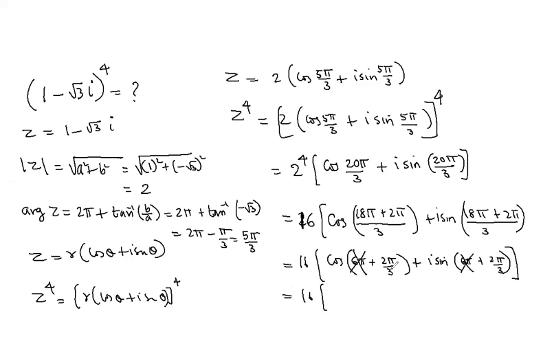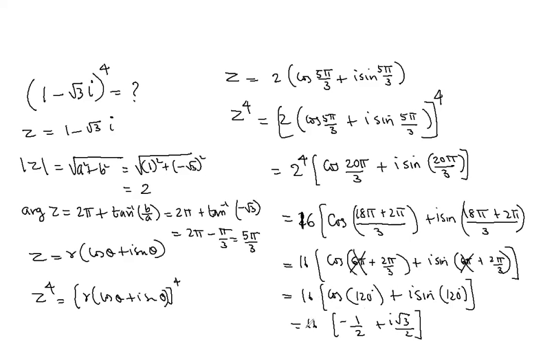It is 120 degrees. So 16 into cos 120 degrees plus i sin 120 degrees. I'm writing degrees for your understanding, you don't have to write it in degrees. This will be negative cos 60, minus 1 by 2, and sin 60 is root 3 by 2. Now open the bracket: minus 8 plus i 8 root 3.